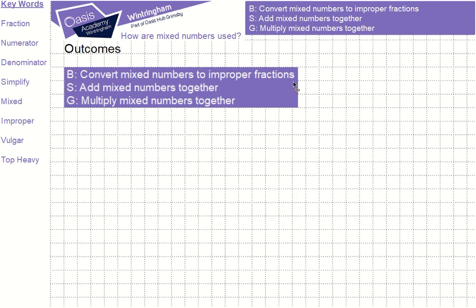So today we're going to look a little bit more at converting mixed numbers to improper fractions. Then we're going to look at adding mixed numbers together, and then multiplying mixed numbers together at the very end.